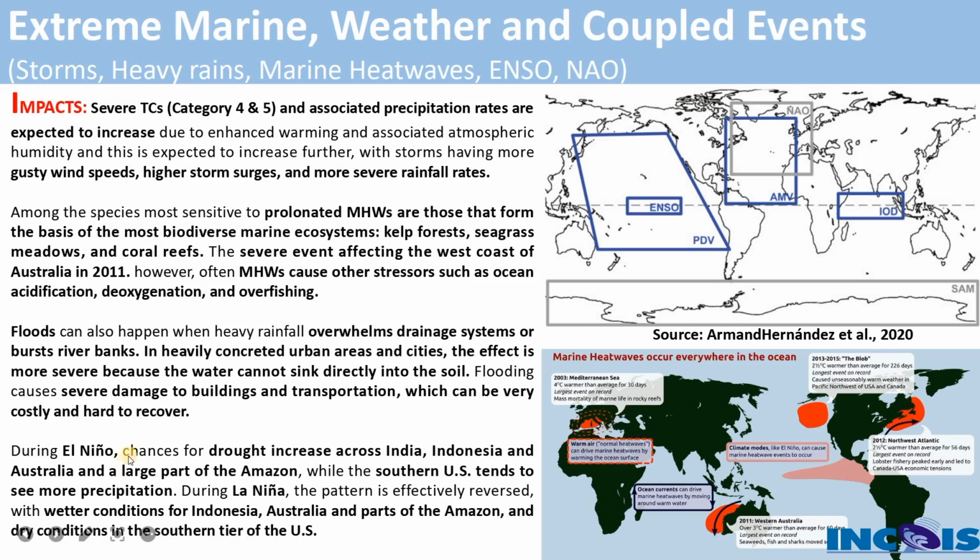Similarly, the reverse of the El Nino pattern is what we call La Nina. In this La Nina time, what will happen? The weather conditions for Indonesia, Australia, and parts of the Amazon reverse, and there are dry conditions in the southern tier of the United States. During El Nino, droughts increase across India, Indonesia, Australia, and large parts of the Amazon, but this pattern is reversed during La Nina in the same locations. That is the reverse pattern between El Nino and La Nina, right?